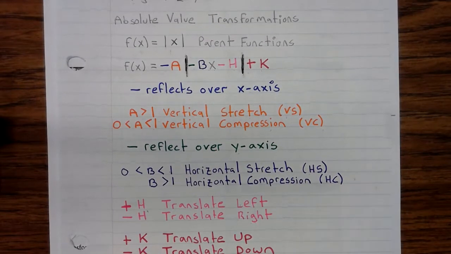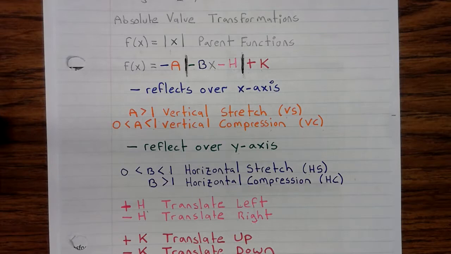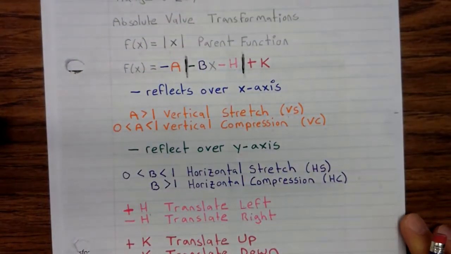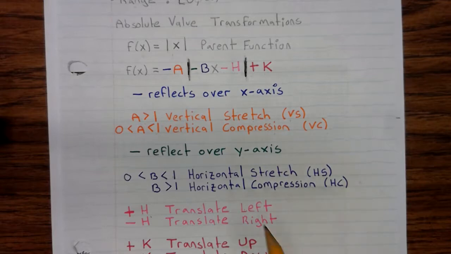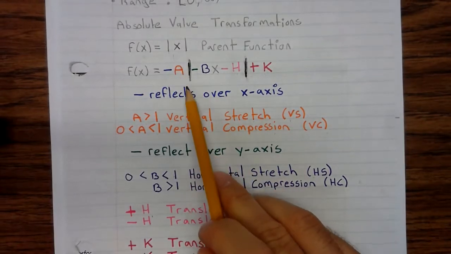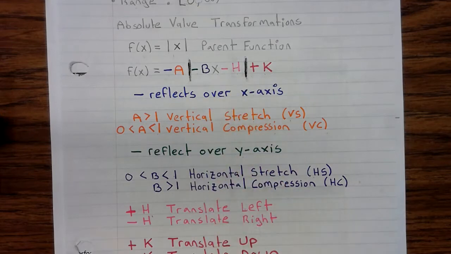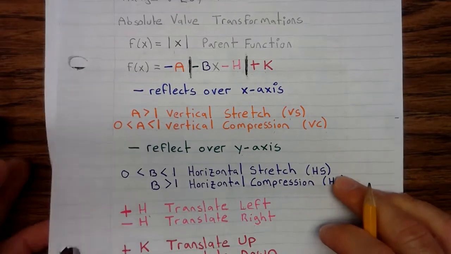All right, absolute value transformations. f(x) = |x| is a parent function. Now, you've seen this before, but we're going to apply it to absolute value. Where we had parentheses, we now have the absolute value. Okay? The negative in front of the a reflects over the x-axis. When a is greater than 1, it's a vertical stretch. When a is greater than 0 but less than 1, it's a vertical compression.